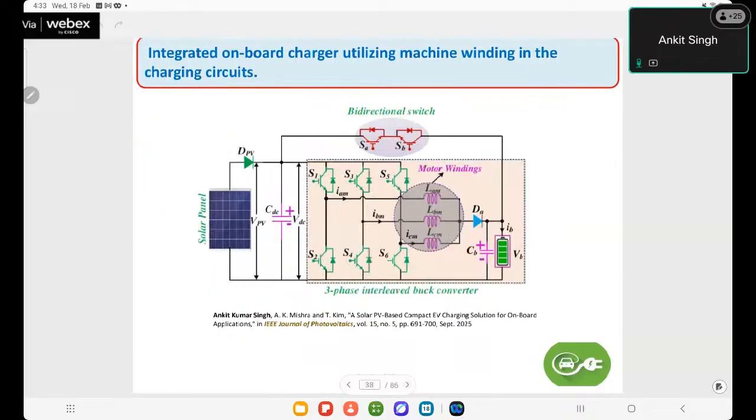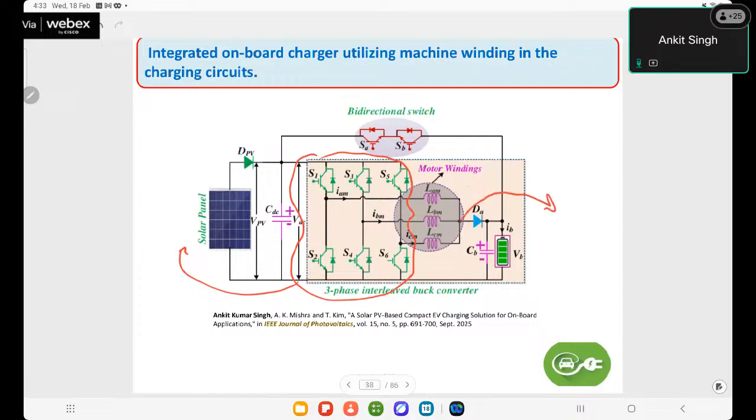In the last slide, the last two converters discussed were the grid-based charging utilizing the machine winding in on-board application. This is the on-board solar PV-based charging system. Here a DC to AC converter is used in the charging circuit, utilized as a three-phase interleaved buck converter. This is the arrangement here. Solar PV is connected at a DC link, and the machine winding is used here.